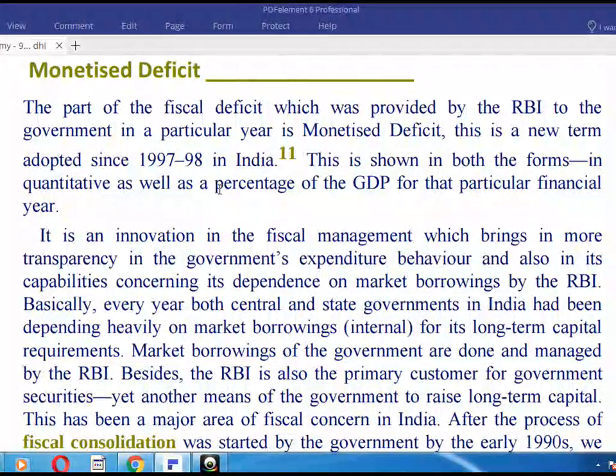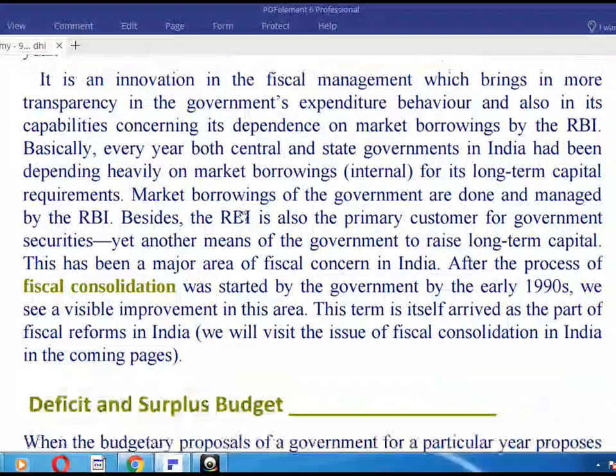Next, monetary deficit. This is the fiscal deficit financed by the RBI to the government in a particular year. This is a new term, adopted since 1978 in India. It is shown in both forms, quantitative as well as percentage of the GDP for the particular financial year. It is an innovation in fiscal management which brings in more transparency about the government's expenditure behavior and also its dependence on market borrowings by the RBI.